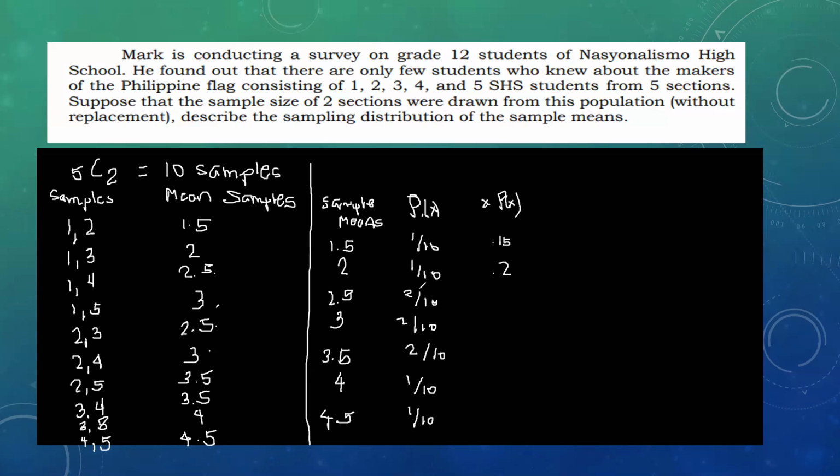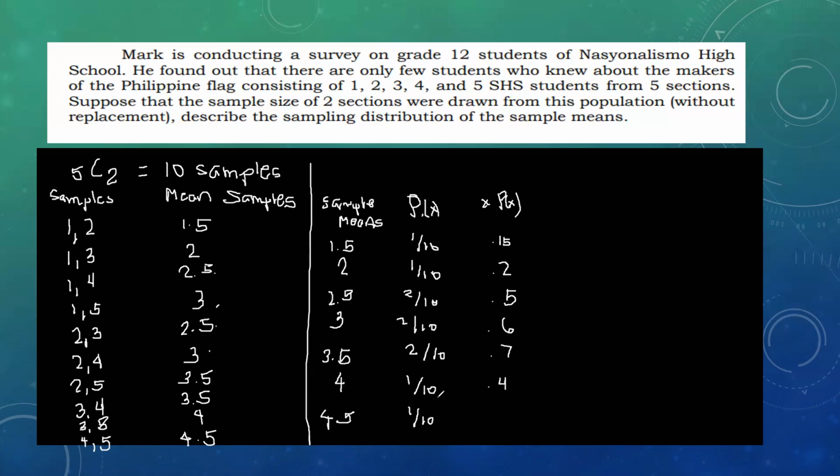Then we have 2.5 times 2 divided by 10, that's 0.5. 3 times 2 divided by 10, that's 0.6. Then 3.5 times 2 divided by 10, that's 0.7. Okay, then we have 4 times 1 divided by 10, that's 0.4.